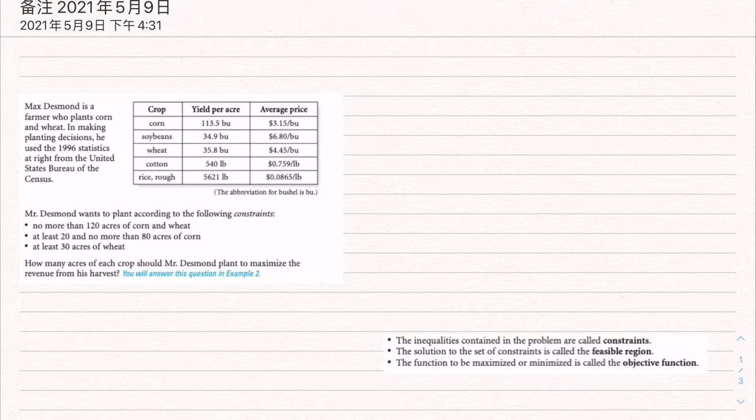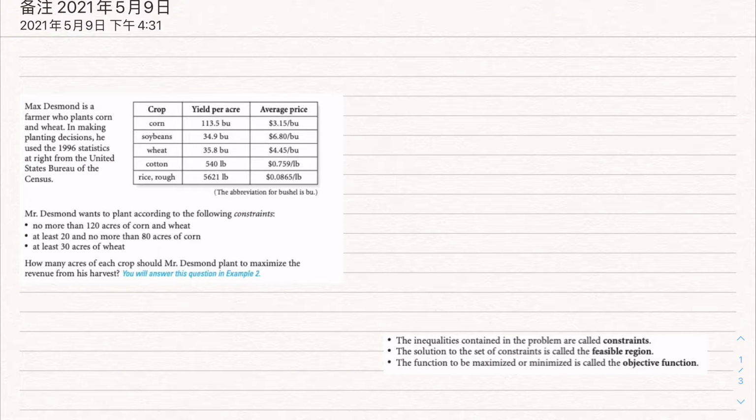Max Desmond is a farmer who plants corn and wheat. In making planting decisions, he used the 1996 statistics at right from the United States Bureau of Census. Mr. Desmond wants to plant according to the following constraints: no more than 120 acres of corn and wheat, at least 20 and no more than 80 acres of corn, and at least 30 acres of wheat.